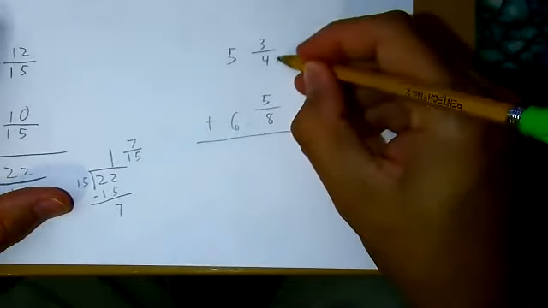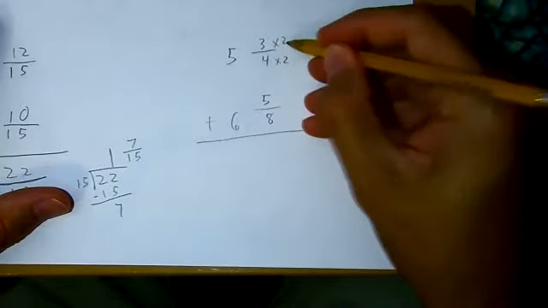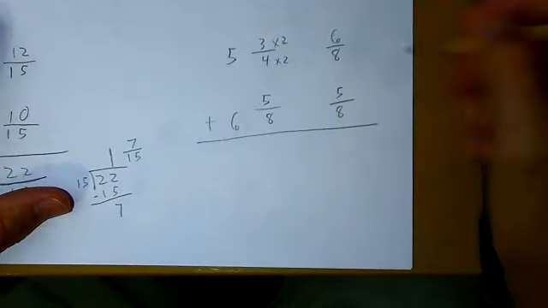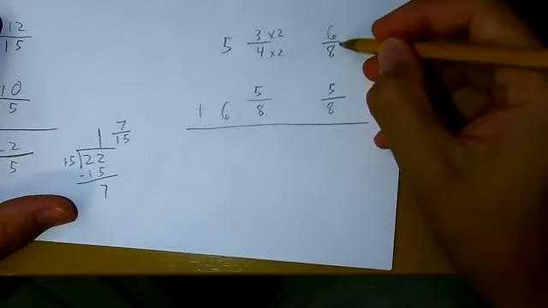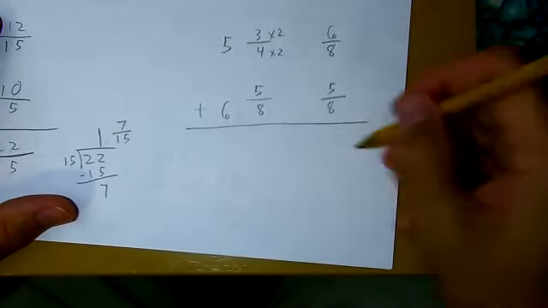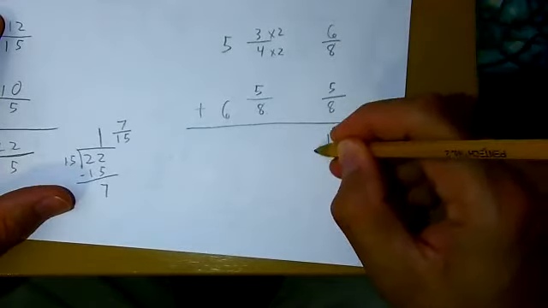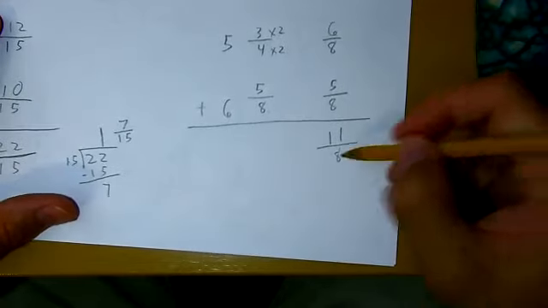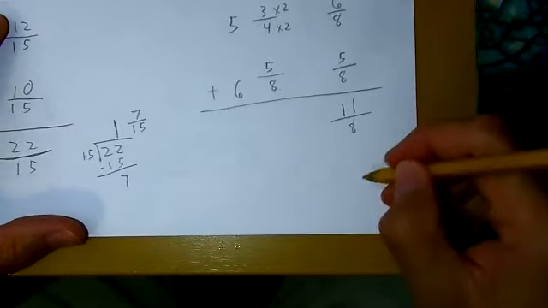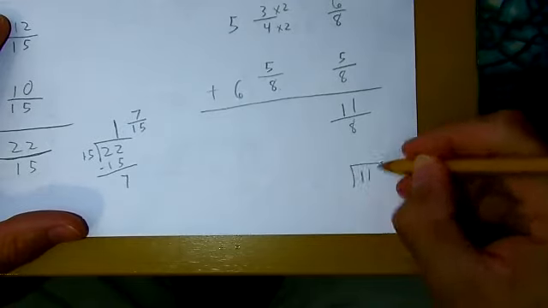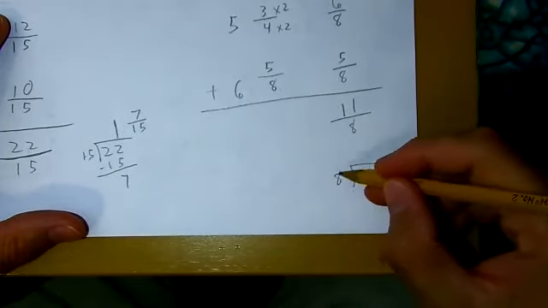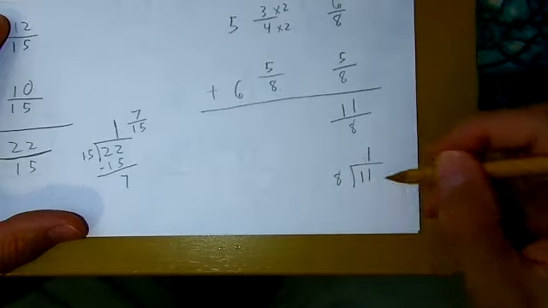That needs to get multiplied times 2, so that needs to get multiplied times 2, which gives you 6. Now, add your 6 and your 5, get 11, bring down your 8. You have an improper fraction. So you have to put the 11 inside, 8 outside. 8 goes into 11 once.